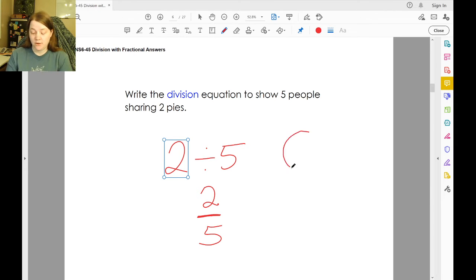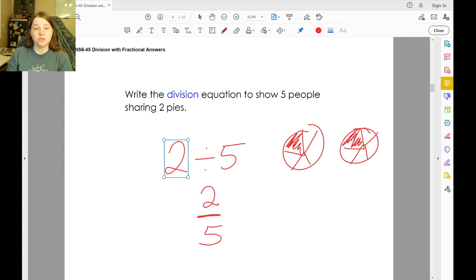Let's check. 1 pie, 2 pie. Now my fifths are not going to be exact, but you'll get the idea. Split into fifths each. That's not into fifths, but whatever. I'll just take a big piece. Nobody will notice. That means that I would get 2/5 of a pizza. You can just say 2 divided by 5.